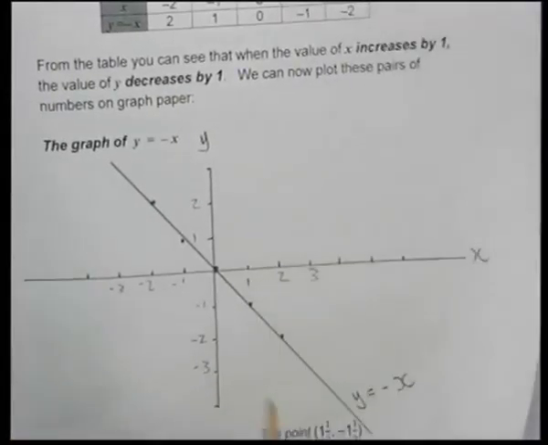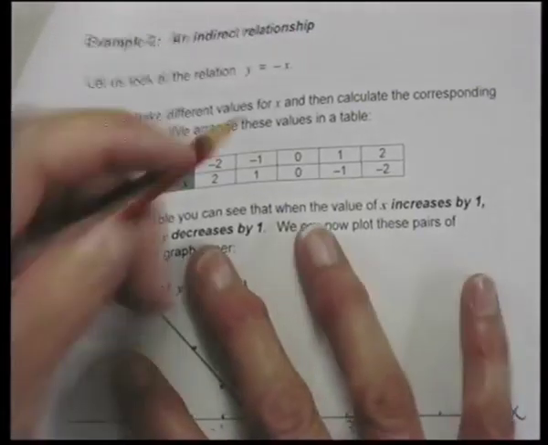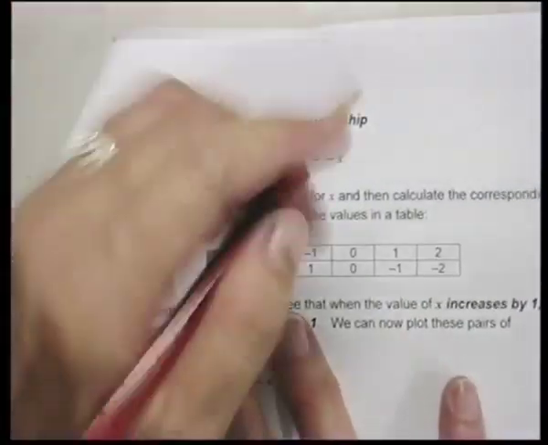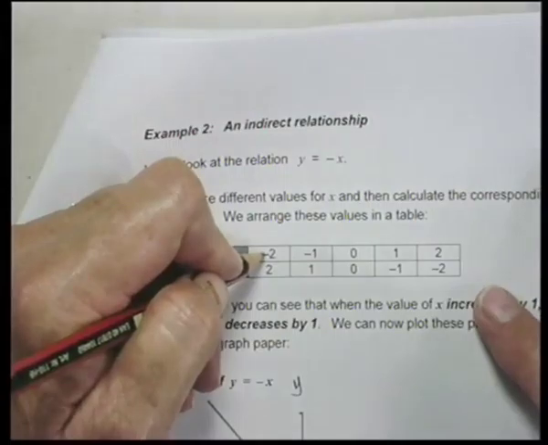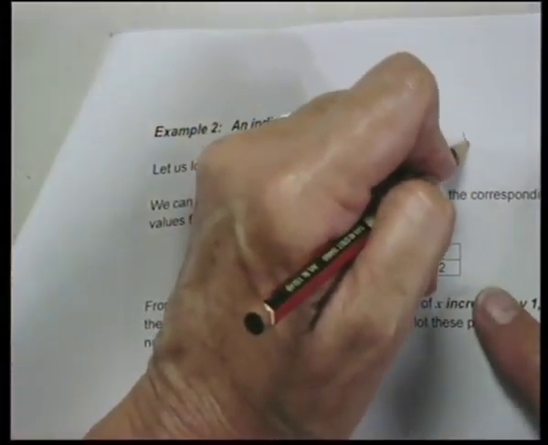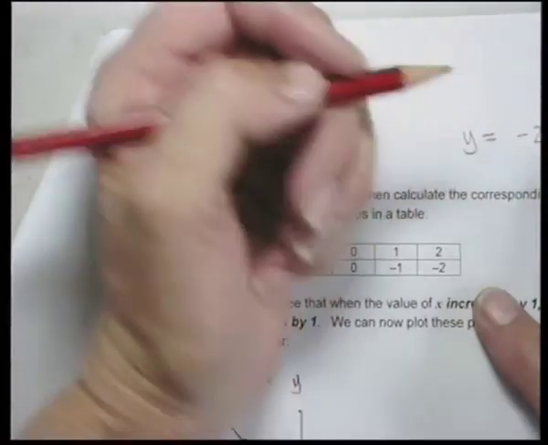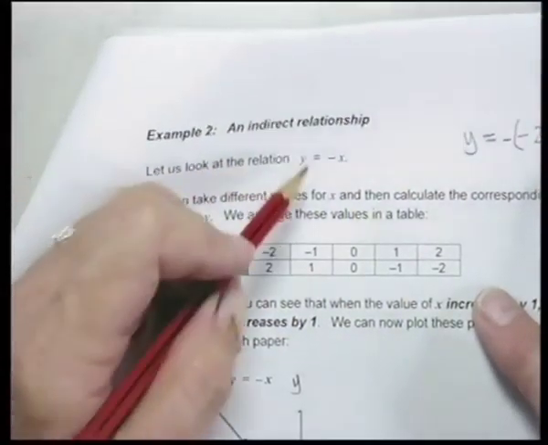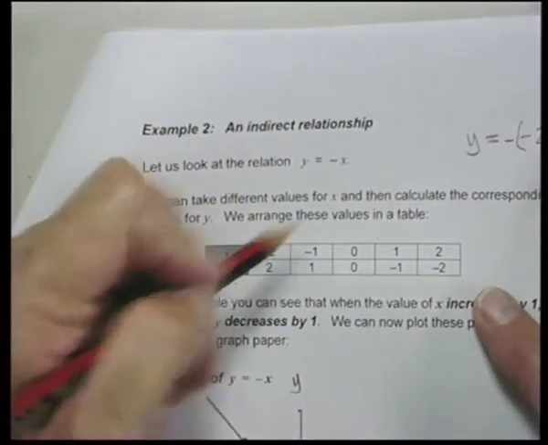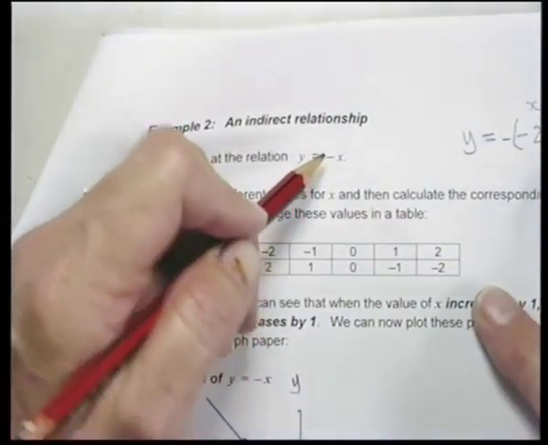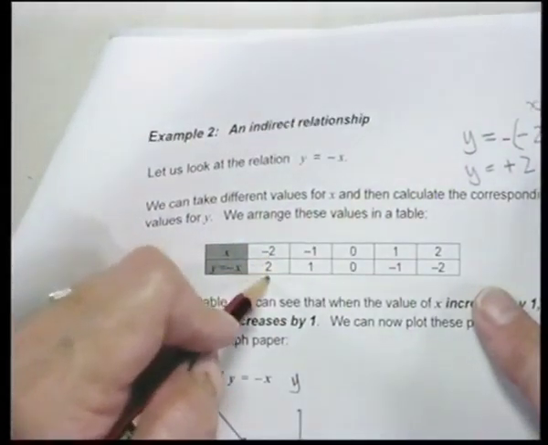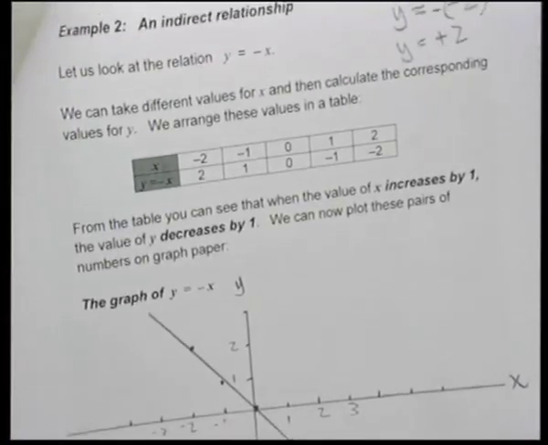And sometimes they don't give us the y value, so we have to work it out ourselves. In this case, for example, they give us the x value, minus 2. So what is y if x is equal to minus 2? If x is now minus 2, there's our minus for the x, and there's the other x. So minus times minus, so y is equal to plus 2. So we just replace x with the value.